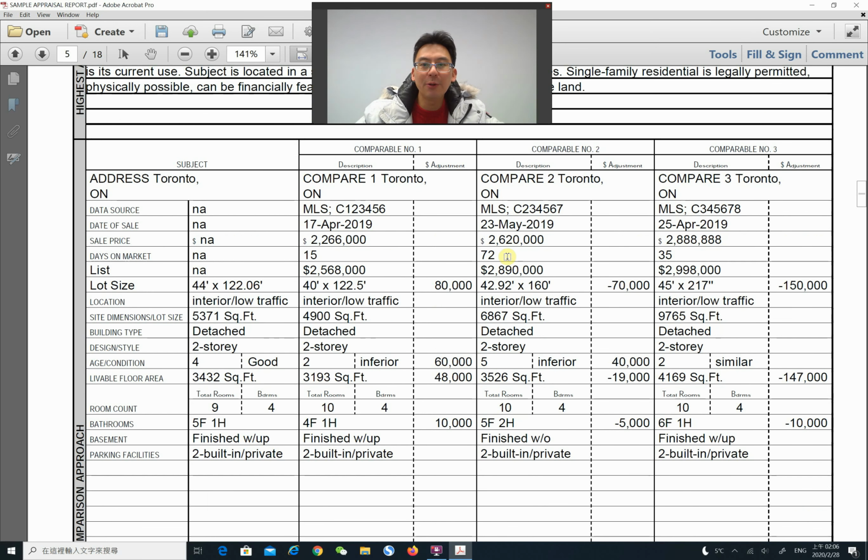Comparison two, so for $2.6 million, again, it's a smaller frontage, but it's a much longer backyard, right? So overall, this is a larger lot, right? So therefore, it should decrease $70,000, right? Because this is a bigger house. So for 2.6, so smaller house, you should minus $70,000. Again, the condition is inferior, so $40,000 add back to there.